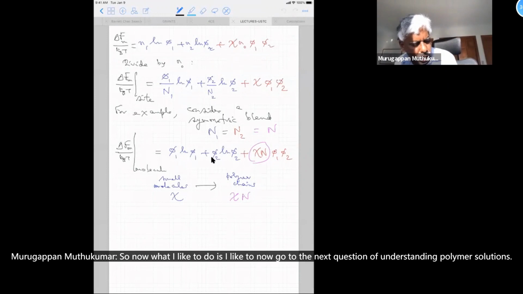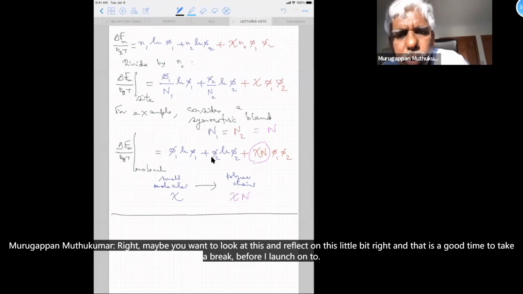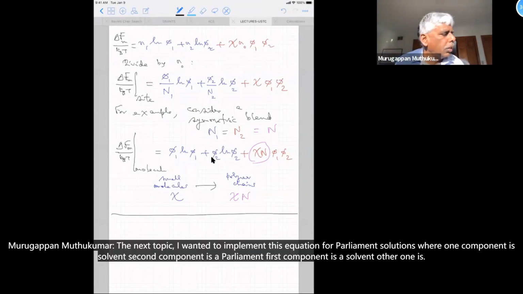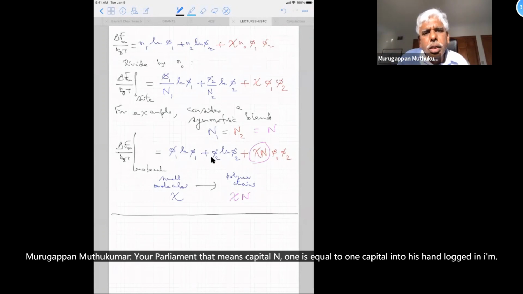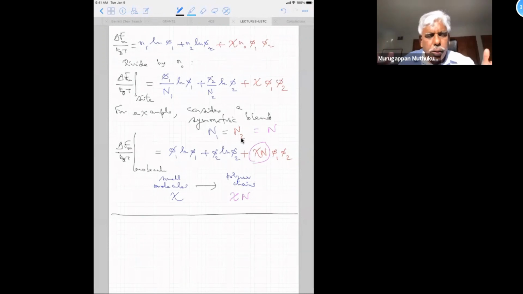Okay. So now I'd like to go to the next question of understanding polymer solutions. Maybe you want to look at this and reflect on this a little bit. This is a good time to take a break before I launch onto the next topic. I want to implement this equation for polymer solutions where the first component is a solvent and the other one is a polymer. That means capital N1 is equal to 1, and capital N2 is N, a large number.